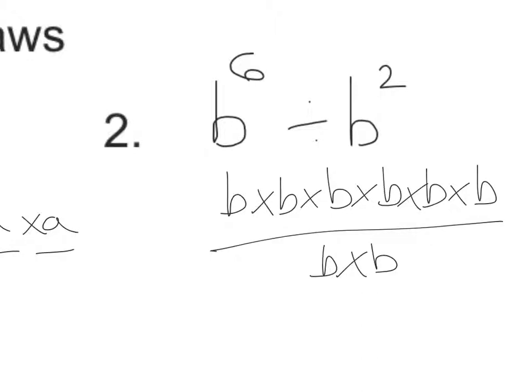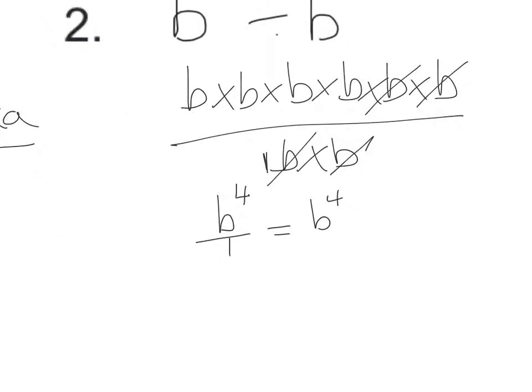Right, now I can simplify this fraction if I divide the top and bottom by b, and again, so I'm just left with 1 on the bottom, and on the top I'm left with b to the power of 4. b to the power of 4 divided by 1 is b to the power of 4, which is in fact 6 subtract 2. So our index law of when we divide is if you've got b to the m divided by b to the n, you'd get b to the m subtract n.